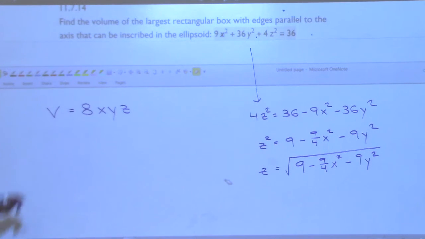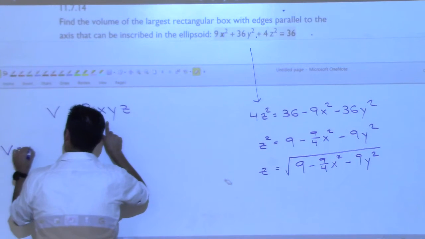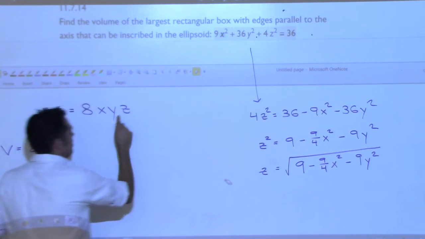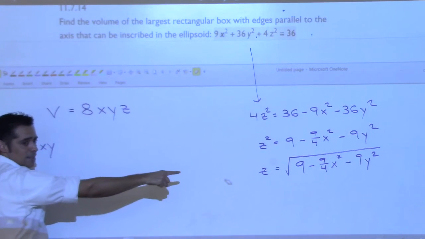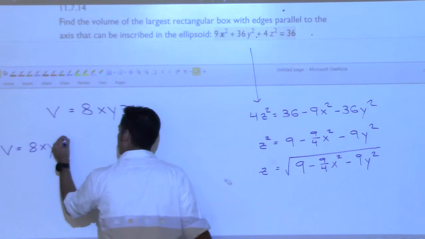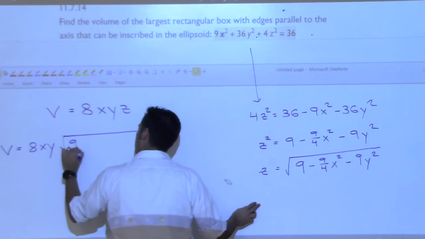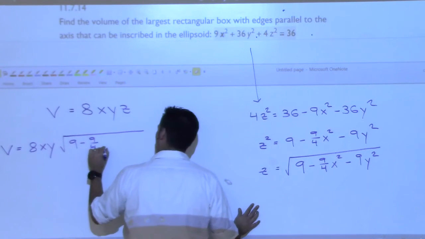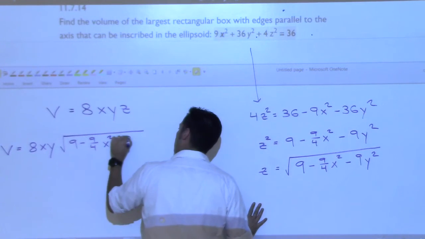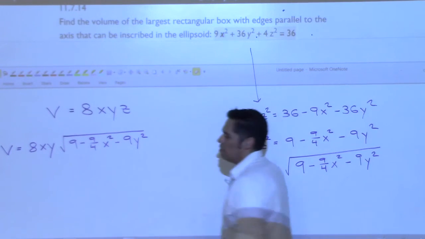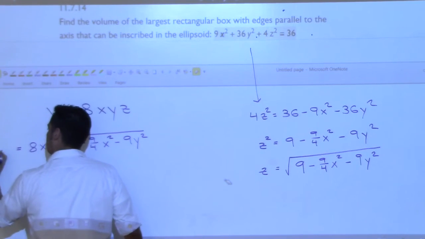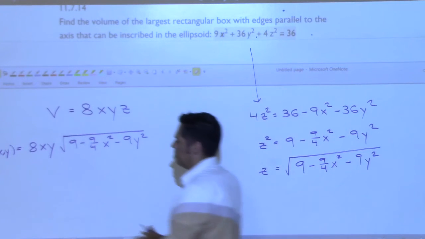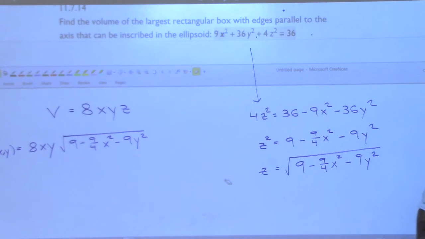Now, rewrite this. V must equal 8xy, but the z is not free to be whatever it wants to be. It has to live on that, so the z has to satisfy that. So that whole expression gets plugged in for z: square root of 9 minus 9/4 x squared minus 9y squared. And now you have a function of 2 variables. I could call this V of x, y. I'm just about out of time. So what would it take to find the max and min of that?